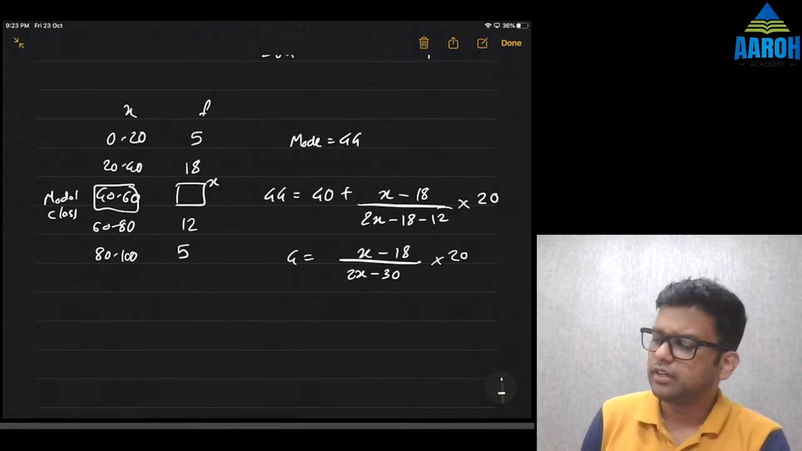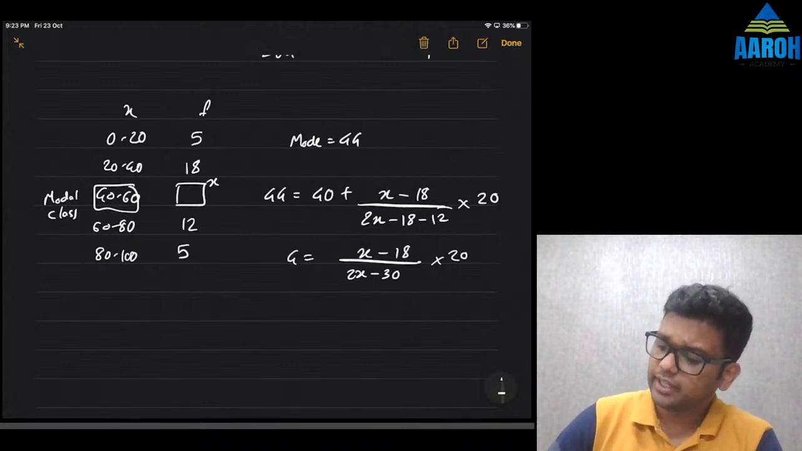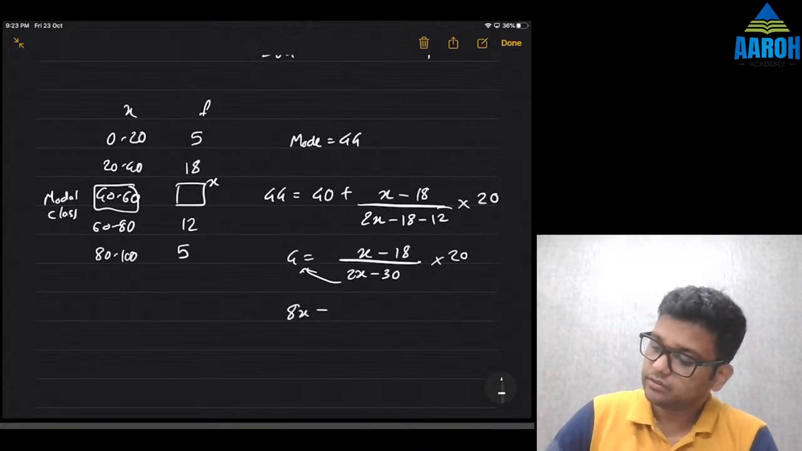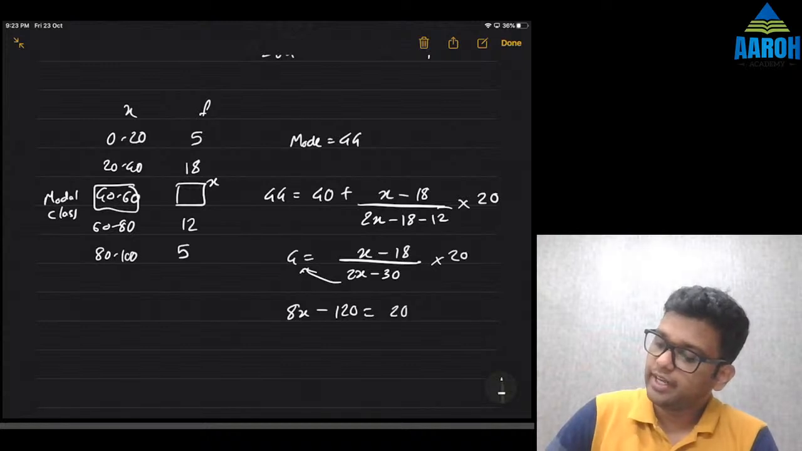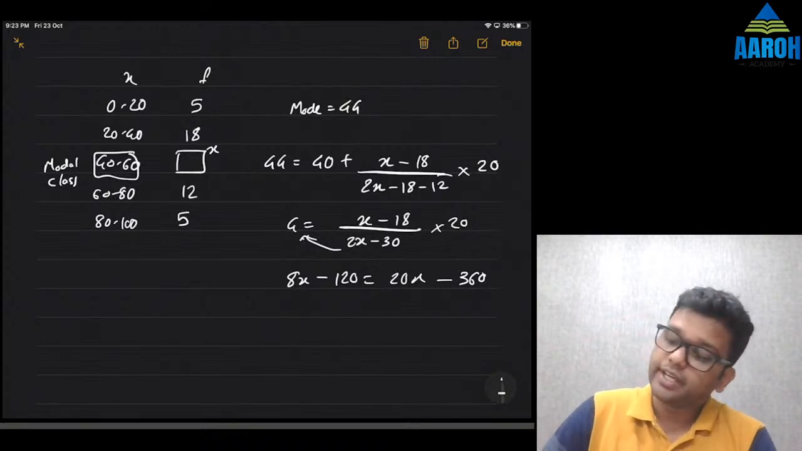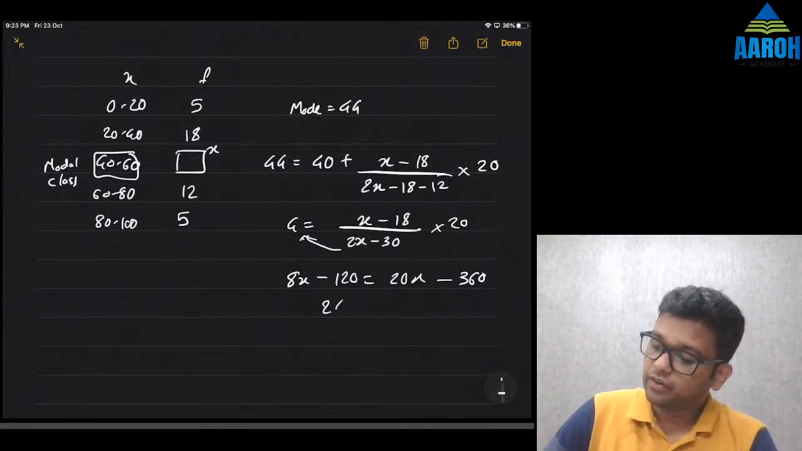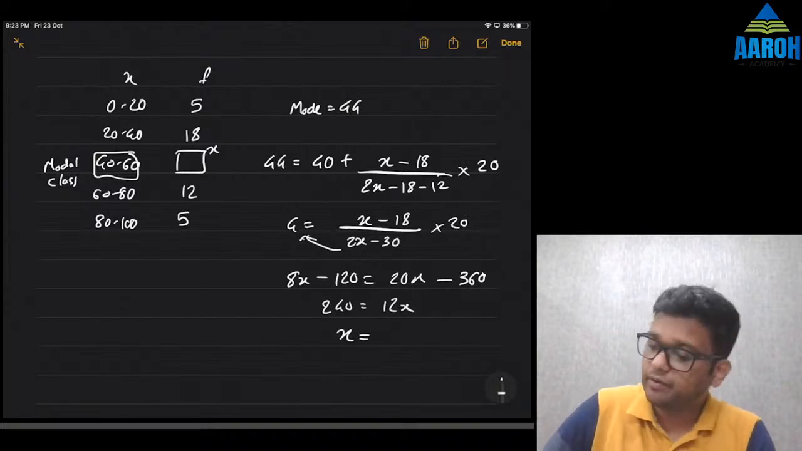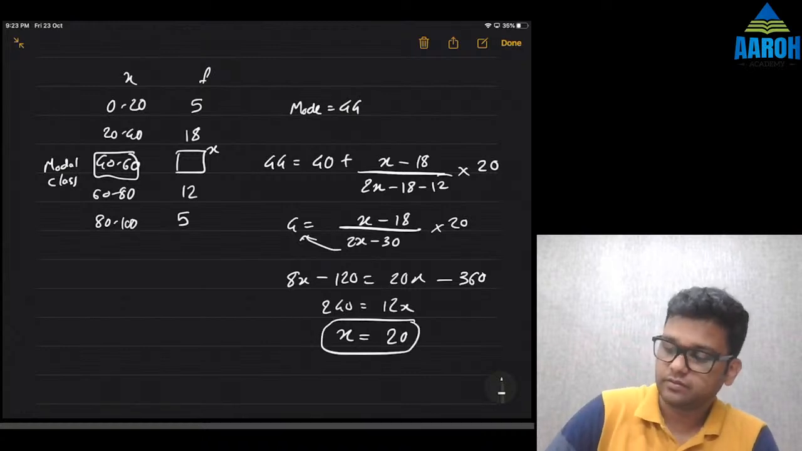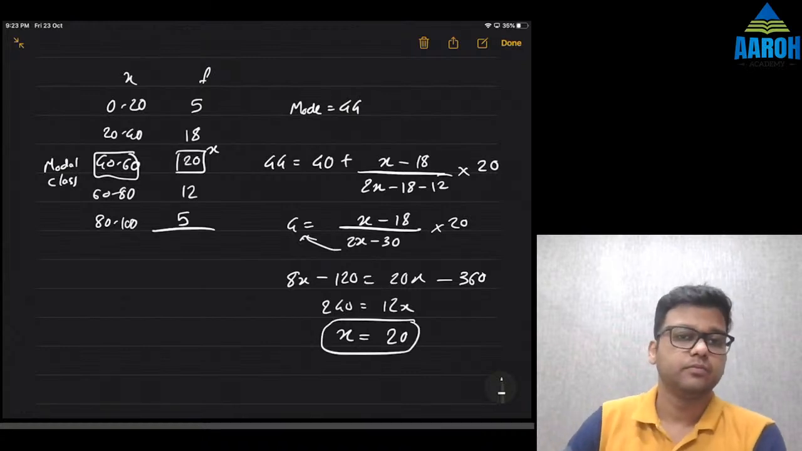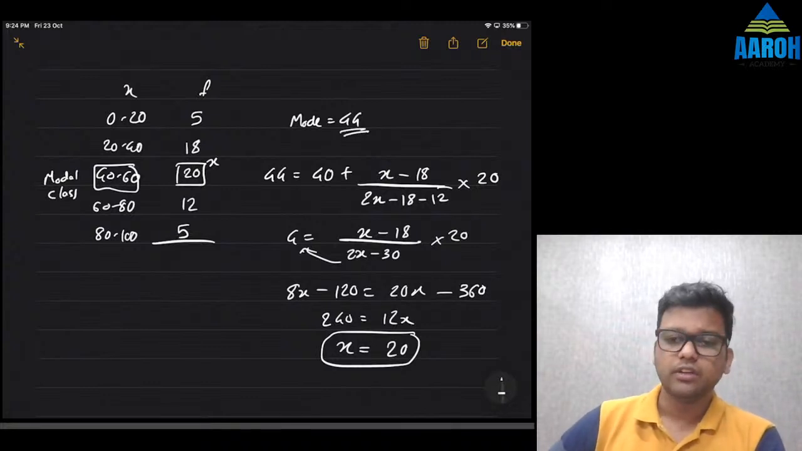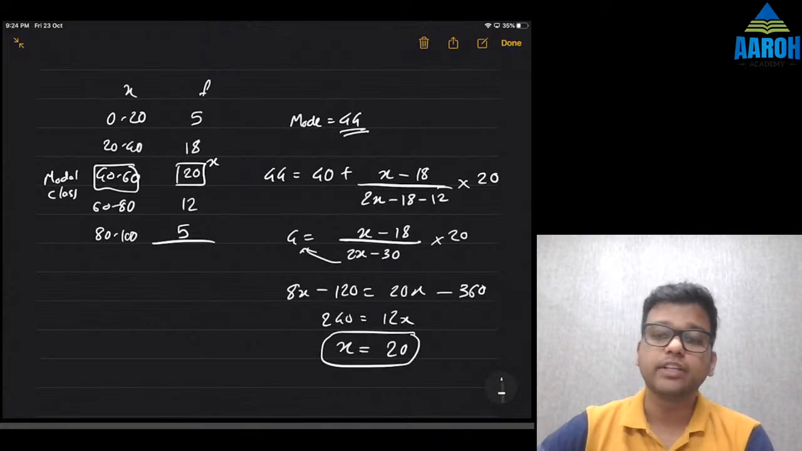Now take that 20 here if you want, or take this here if you want. That will be 8x minus 120 is equal to 20x minus 360, right? So if you take 8x there and 360 here, it will be 240 is equal to 12x. So x will be equal to 240 by 12, 20. So whatever value is given, start from that and work out. Write the equation, then you understand what is missing and what is to be done.